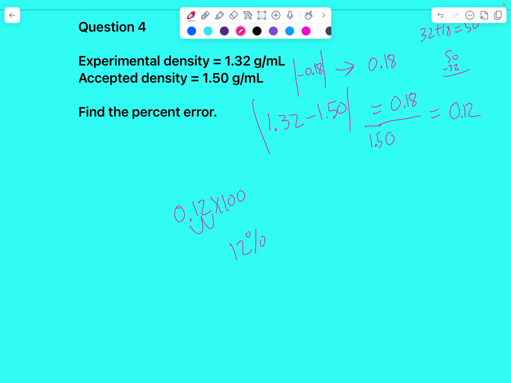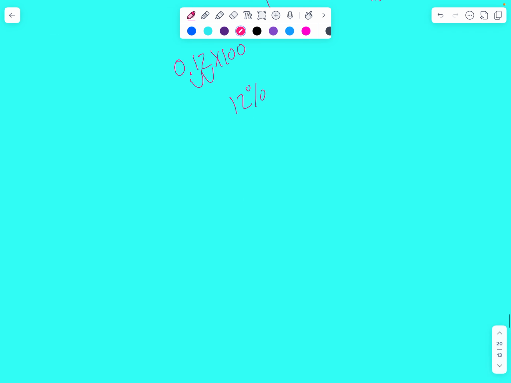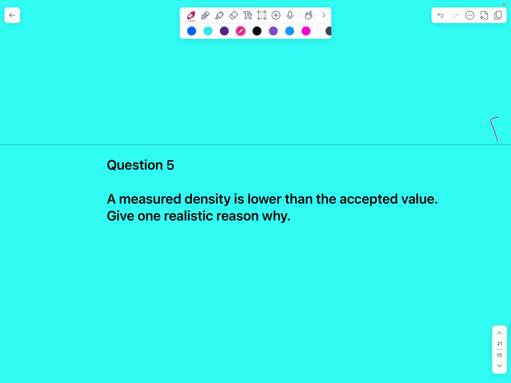In lab reports, you're expected to explain error, not just calculate it. So you better have a good explanation. Let's try question 5. A measured density is lower than the accepted value. Give one realistic reason why.